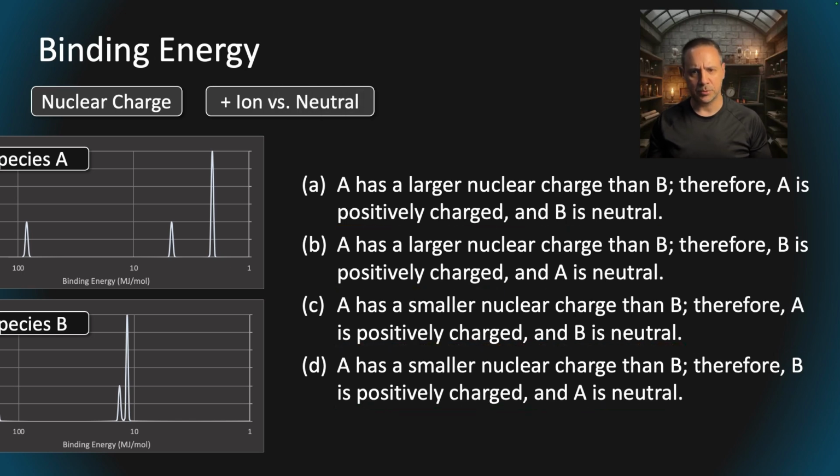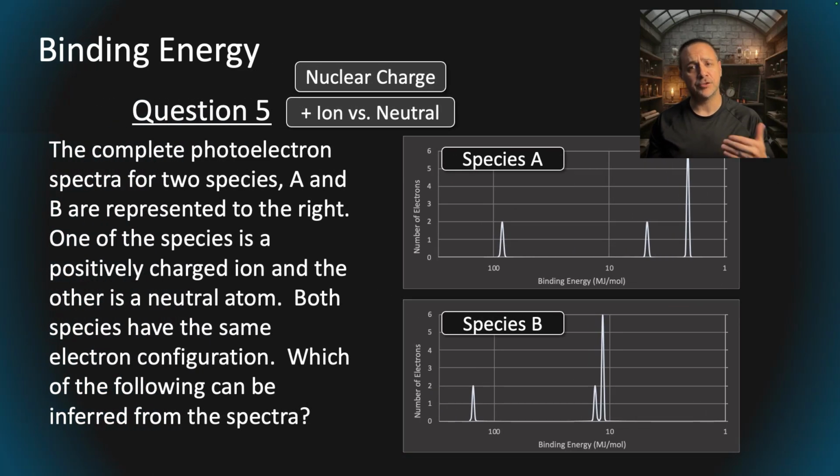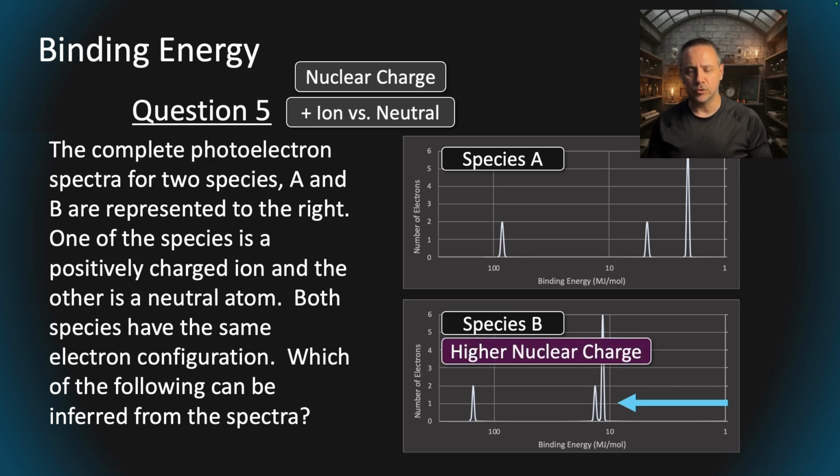Quick test-taking tip. When your answer choices look like this, ignore them. Highlight what you're looking for, decide for yourself how the two graphs compare, then go back and match your answer to the options. The major difference between these graphs is that the one on the bottom is shifted way to the left. All the orbitals have a much higher binding energy. That means that species B has a higher nuclear charge.